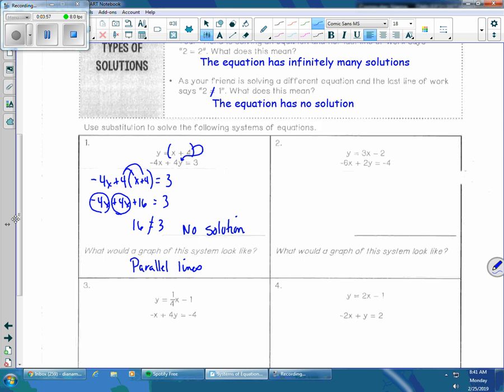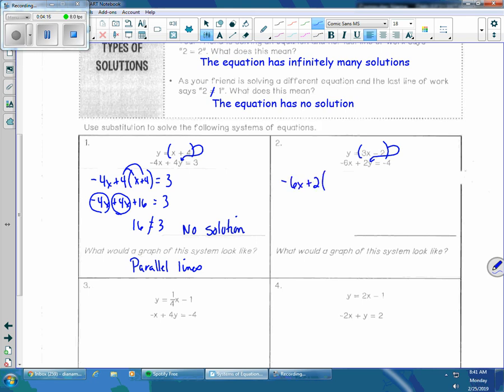Let's take a look at our next example, number 2. We have y equals 3x minus 2. We're going to put parentheses around that because, again, I want to pick up that entire quantity, 3x minus 2, and substitute it in place of the y. So I'll have negative 6x plus 2.